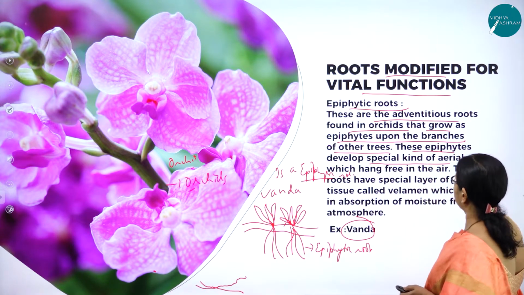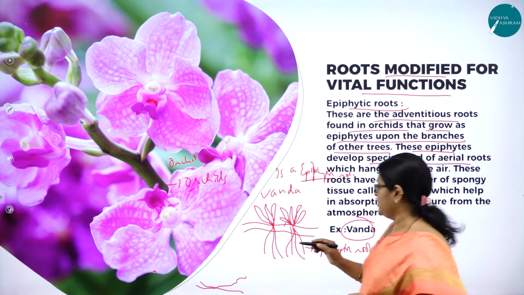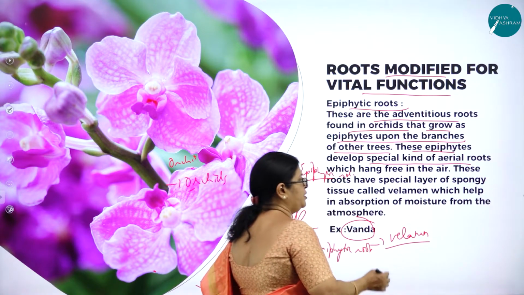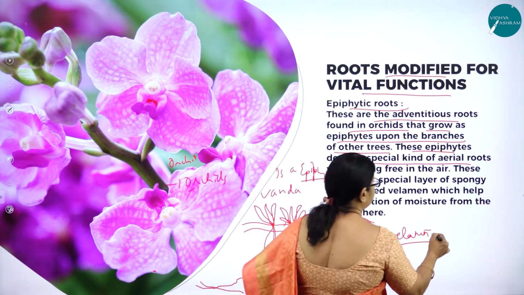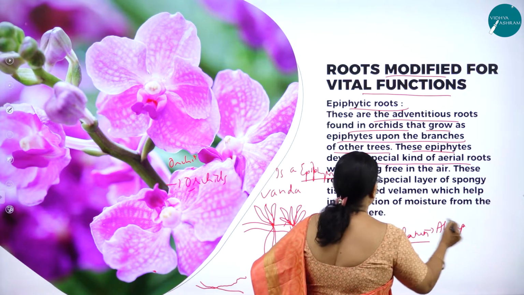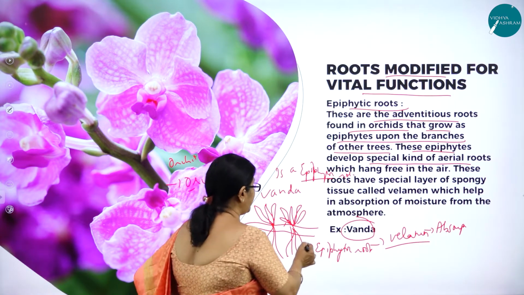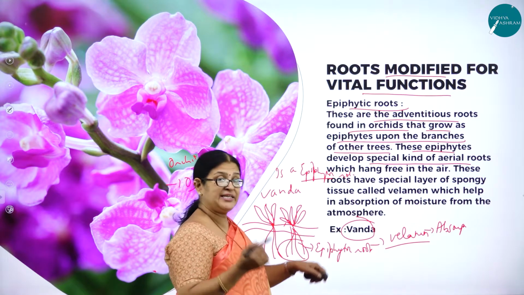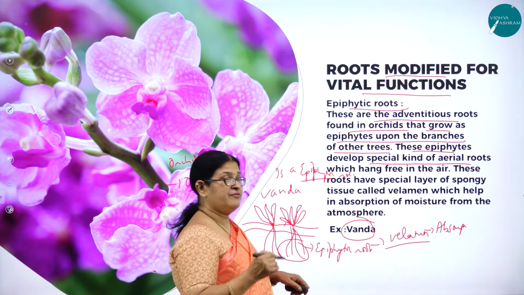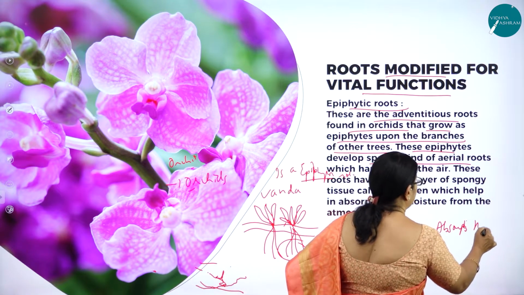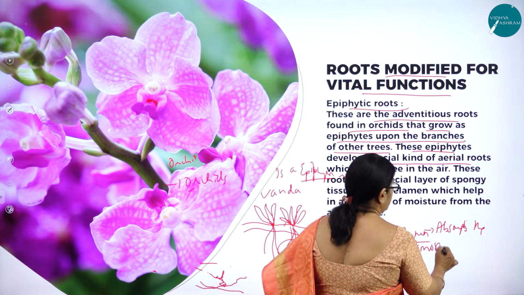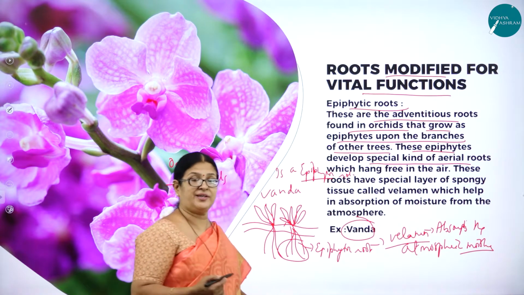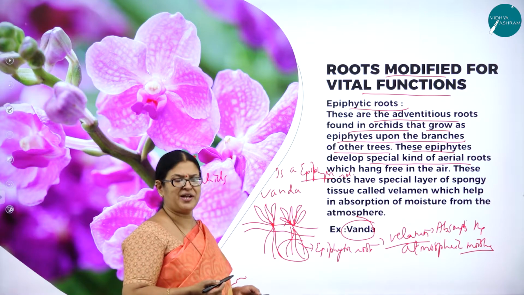These epiphytes have a special kind of tissue called velamen. What is this velamen? This velamen tissue absorbs, because the root is just floating in the air. It is not able to absorb water from the soil. Then how is it able to get water? It has a special tissue called velamen, which is going to absorb the atmospheric moisture. See how it gets its water content. See, this is such a beauty of these plants, children.